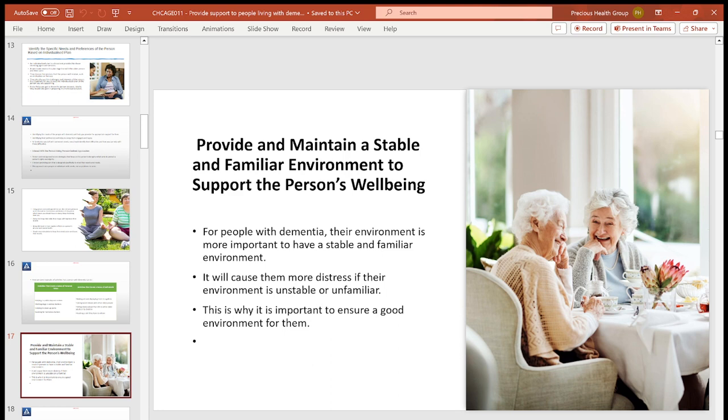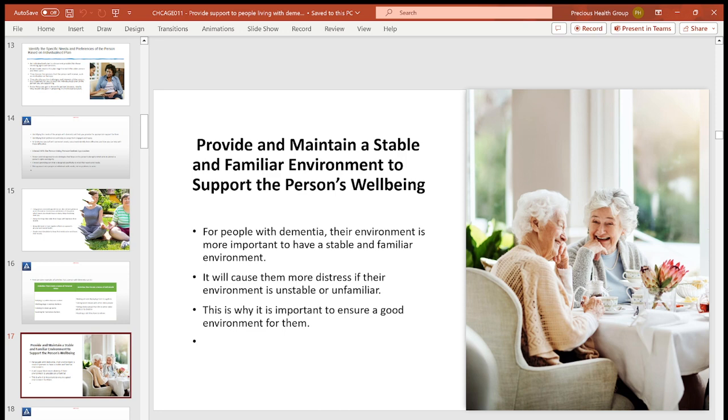Provide and maintain a stable and familiar environment to support their personal well-being. For people with dementia, the environment is very, very important to make them feel stable and familiar. It will cause them more distress if their environment is unstable or unfamiliar. So this is why it is important to ensure a good environment for them at all times.